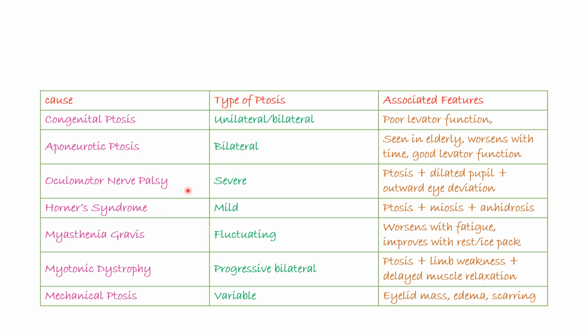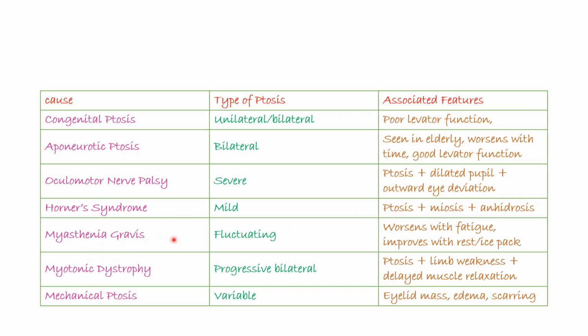Oculomotor palsy, where we have severe ptosis, and the ptosis may or may not be accompanied by a dilated pupil. However, the eye usually shows downward and outward deviation. Horner's syndrome is usually because of disruption of the sympathetics and is usually mild, and you're going to have a triad of ptosis, miosis, and anhidrosis.